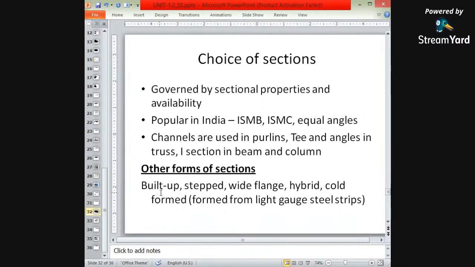Other forms of sections: built-up sections are used, stepped wide flange and hybrid sections are used, and cold formed sections, which are formed from light gauge steel strips. So we will see one by one what the different types of steel structures are and where they are used.